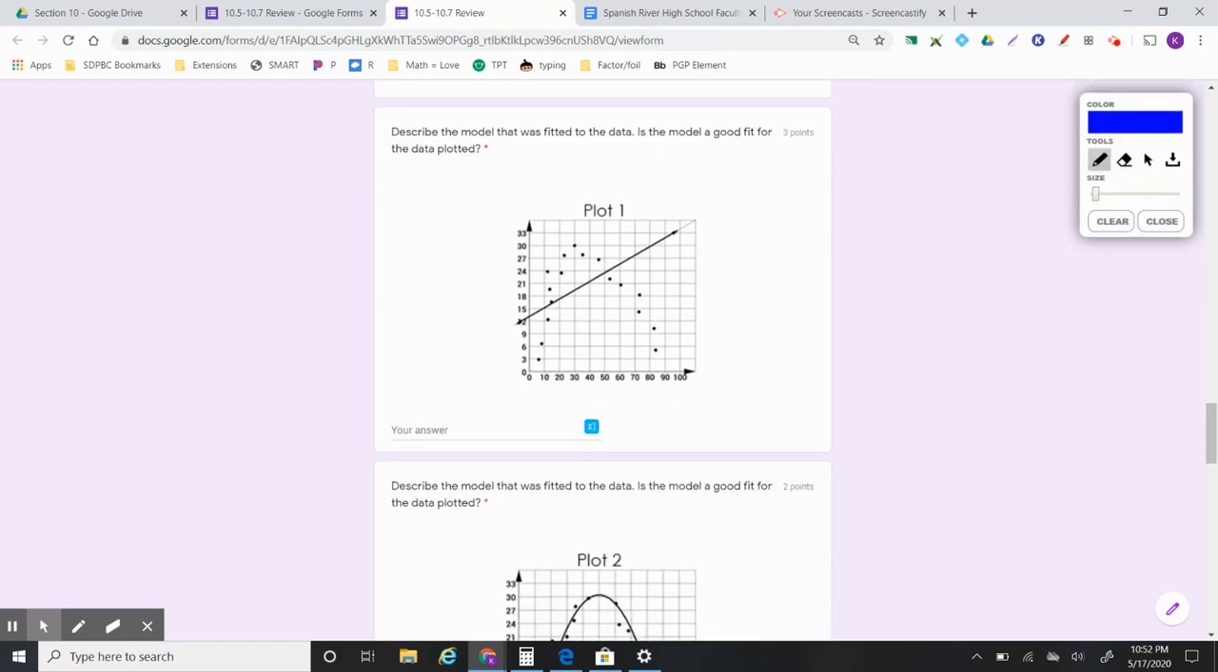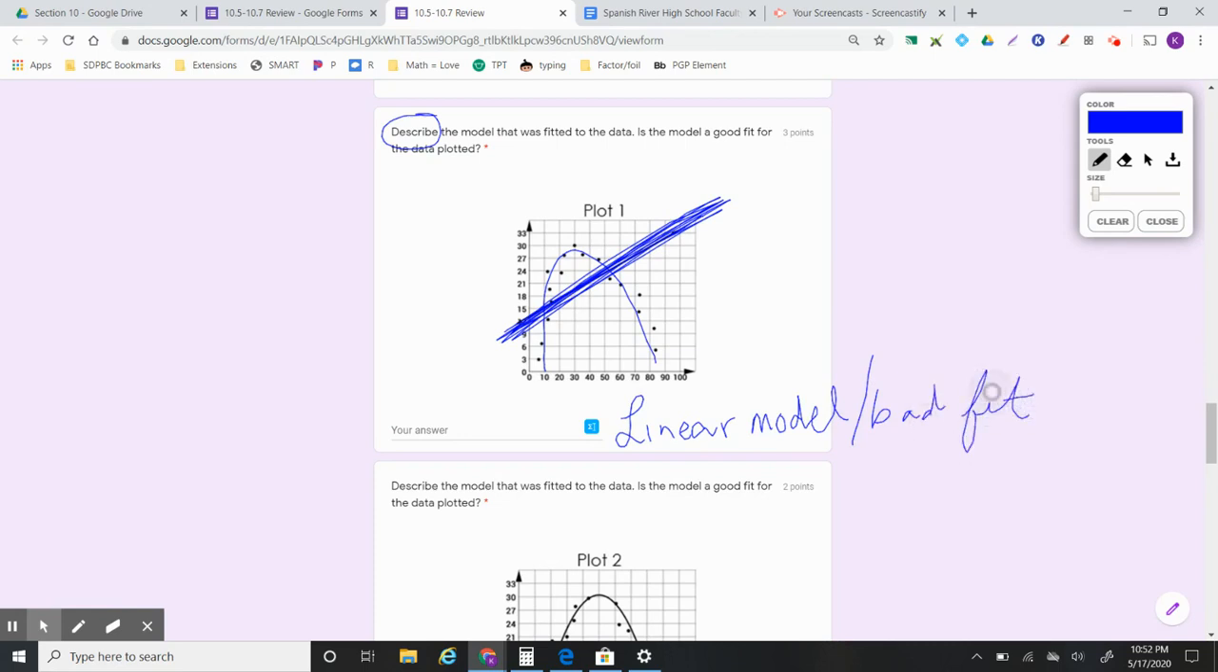This says describe the model. And is it a good fit? So we've got a pattern here. The model that was used, this right here, straight line. So they used a linear model. And it's a bad fit.